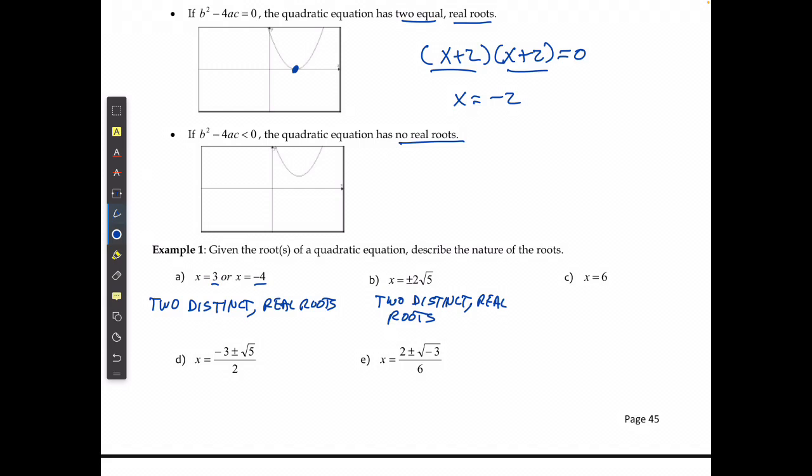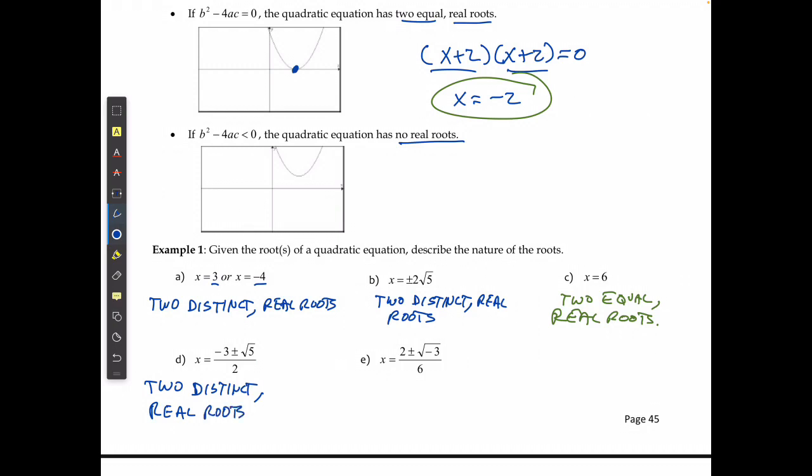For example, C, it just says x is equal to 6. Just like what we had up here, I have two equal real roots. Two roots of the same value. For example, D, it says negative 3 plus or minus square root of 5 over 2. Well, either it's going to be plus root 5 over 2 or minus root 5 over 2. That's going to give me two different values. This is going to be two distinct real roots.